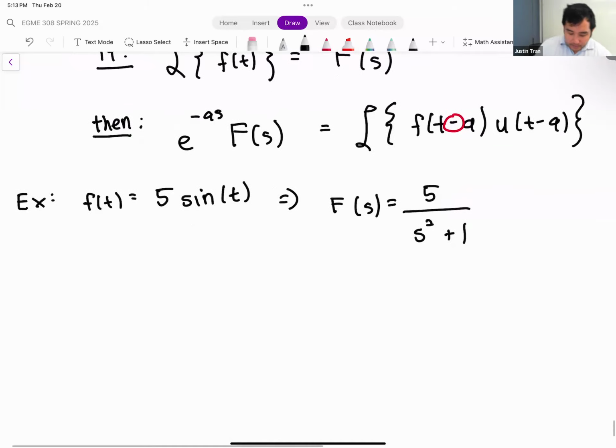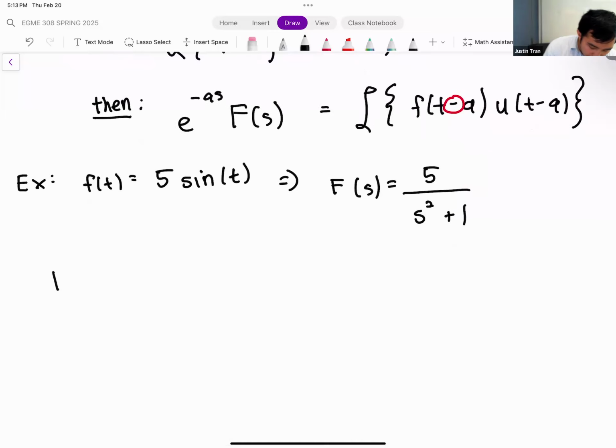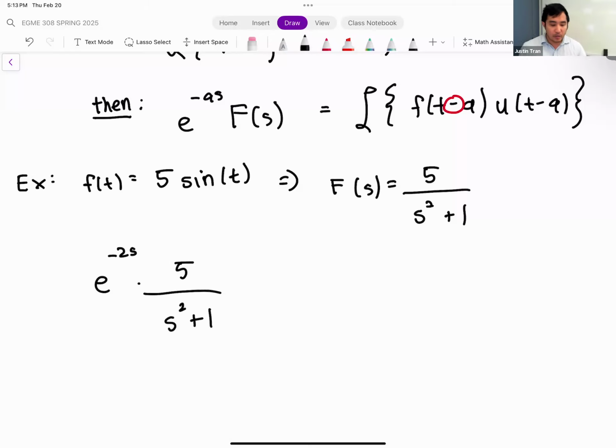All right. But let's say that we redefine F of s, where we take the exponential of that. So let's say that we multiply by an exponential. So let's say we multiply by e to the minus 2s multiplied by 5 over s squared plus 1. And then let's say that we wanted to take the inverse Laplace of this quantity here.